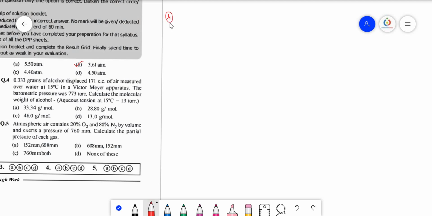Now let us solve question number 4. In this question, 0.333 grams of alcohol displaced 171 cubic centimeters of air measured over water at 15 degrees centigrade in a Victor Meyer apparatus. The barometric pressure was 773 torr. Calculate the molecular weight of alcohol. Aqueous tension is given. We must observe that the alcohol is collected over the surface of the water.